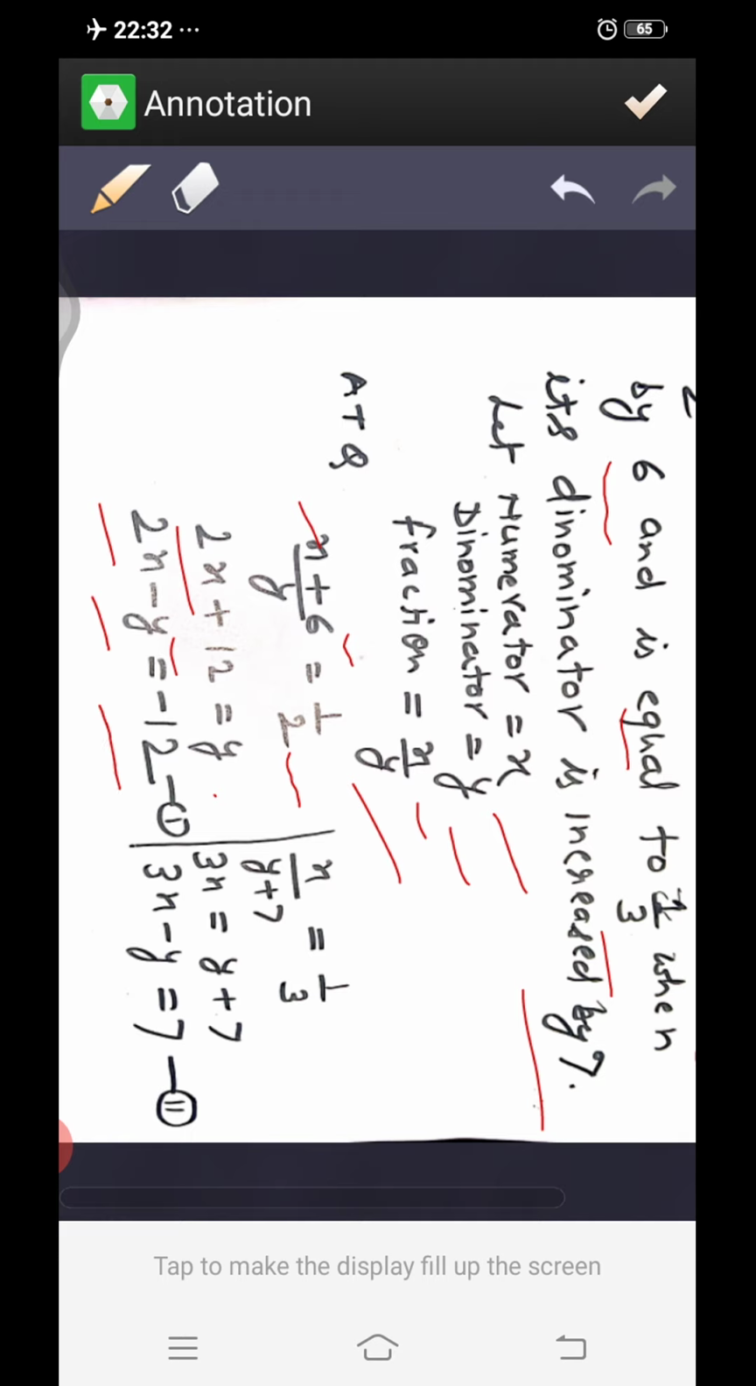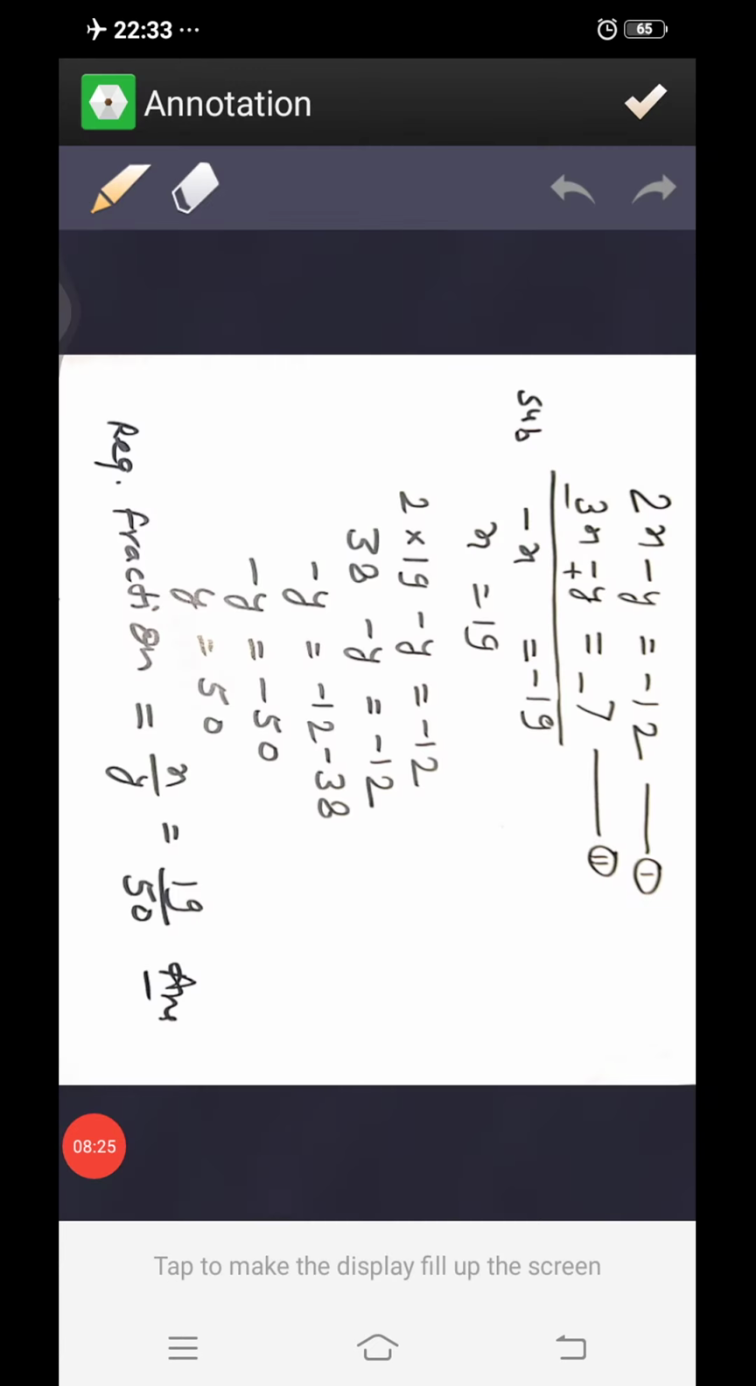Similarly the second condition: the denominator is increased by 7. So we have added 7 to the denominator, then the fraction becomes 1 upon 3. Now cross multiplication, 3 into 1 is 3, and x into 3 is 3x equals y plus 7. Transpose y this side, 3x minus y equals 7. We have got two equations here. We can see 2x minus y equals minus 12 and 3x minus y equals 7.